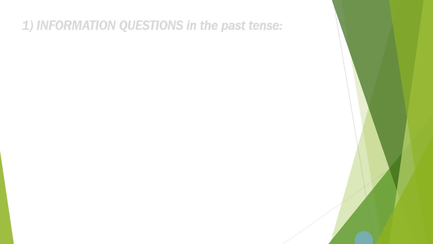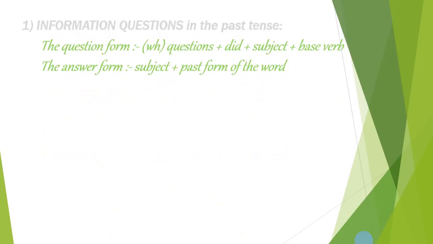The next slide is talking about how we use information questions in the past tense. The question form will consist of a WH question plus "did", which is the verb to be, plus the subject plus the base verb. The verb will be affirmative without any changing or adding anything to it. And the answer form will be subject plus the past form of the word, like the examples given below.